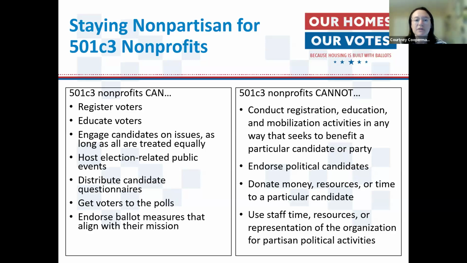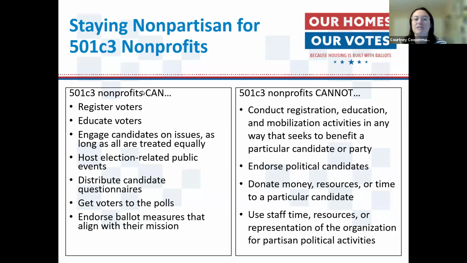501c3s can also endorse and campaign for ballot measures, which is considered a form of lobbying and must be counted towards the organization's 501c3 lobbying limits. What nonpartisan organizations cannot do is conduct any of these activities in a way that is intended to benefit a particular candidate or party. So you can register voters, but you cannot choose which voters to register based on who they are likely to vote for, or only offer rides to the polls to voters that support a certain party, or anything along those lines.